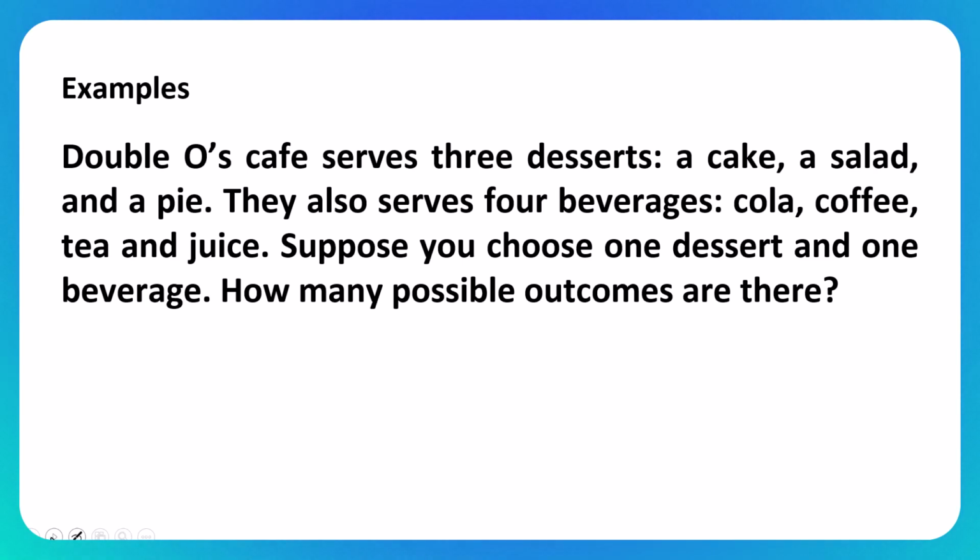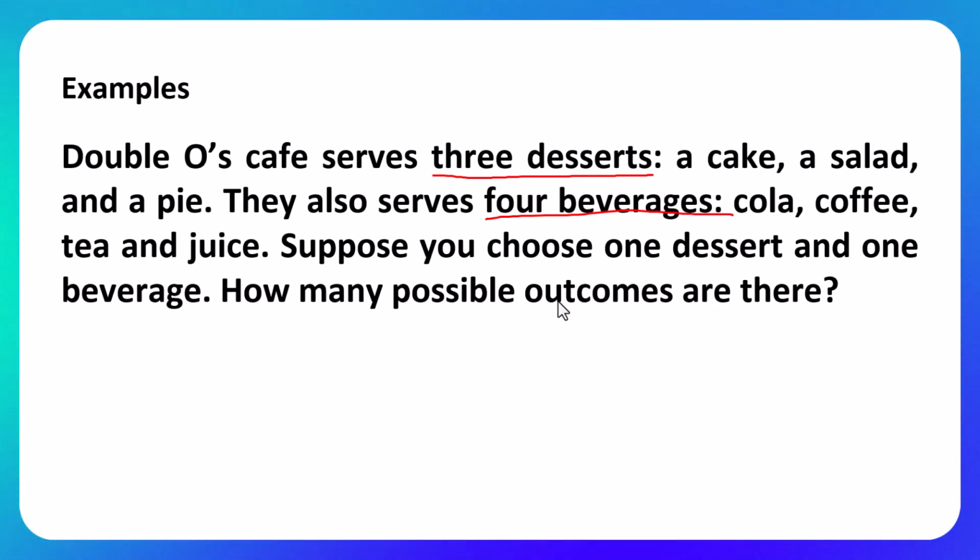Let's look at this example. Double O's Cafe serves 3 desserts. So let's highlight that in our word problems. Let's get used to highlighting the important information. 3 desserts. We have a cake, a salad, and a pie. And we have 4 beverages, cola, coffee, tea, and juice.